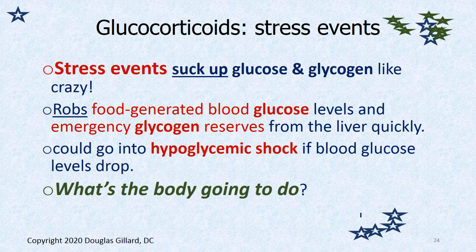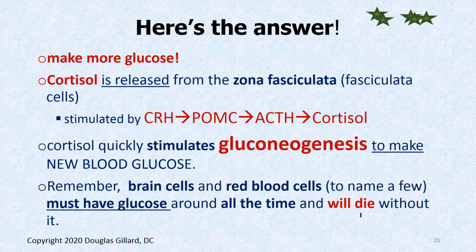So how does that work? And we know this already. Stress events suck up glucose and glycogen like crazy. And if you don't replace that glucose, you're going to go into hypoglycemic shock. So what's the body going to do? Well, it's going to make more glucose, as we said, via secreting cortisol from the zona fasciculata. By this, I shouldn't have to say this again, CRH, POMC to ACTH to cortisol. And this cortisol quickly stimulates gluconeogenesis to make new blood glucose.